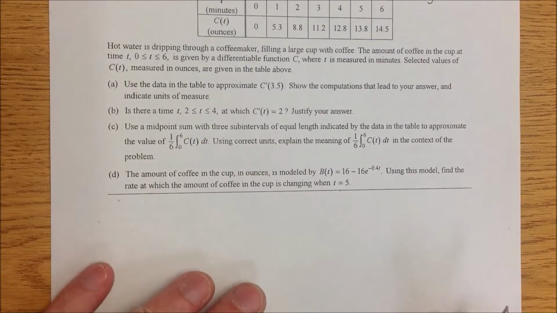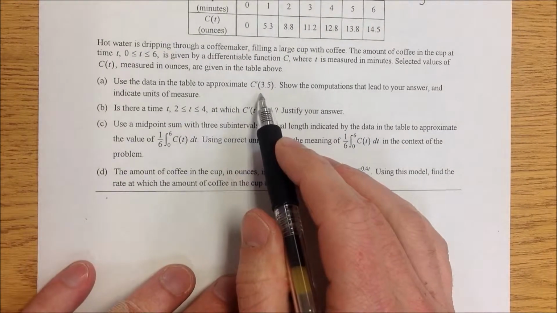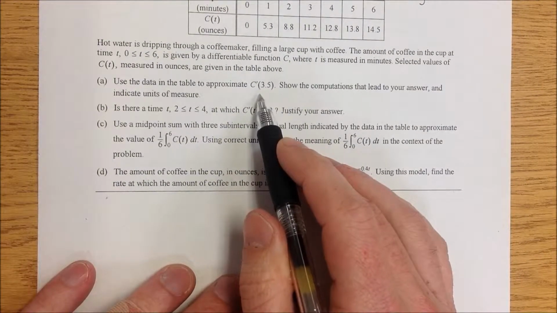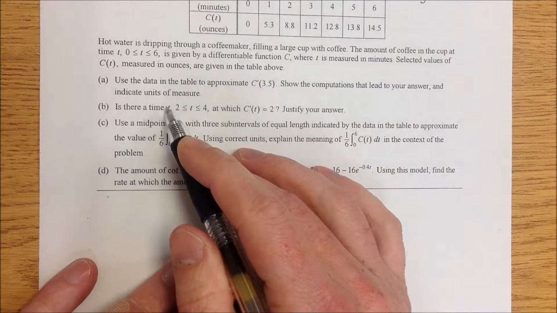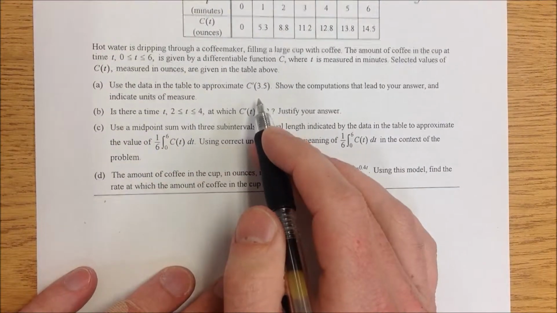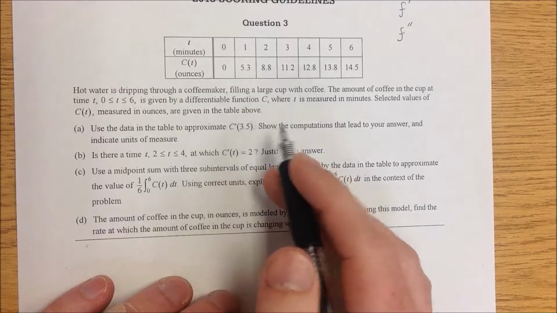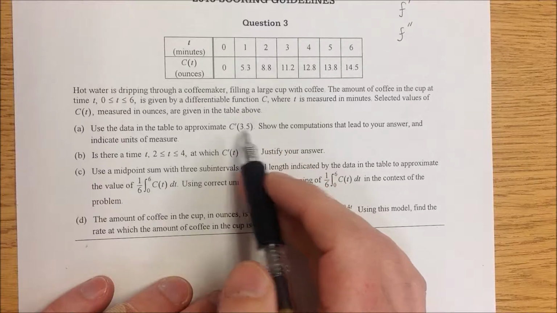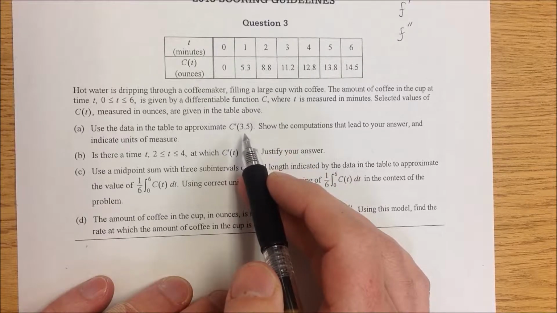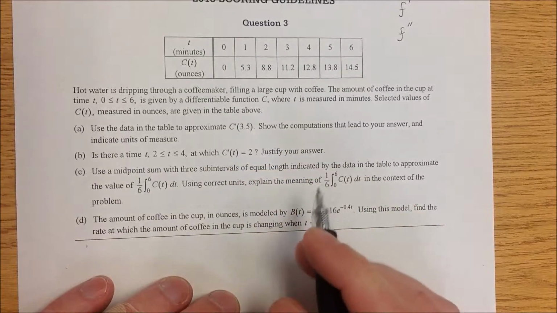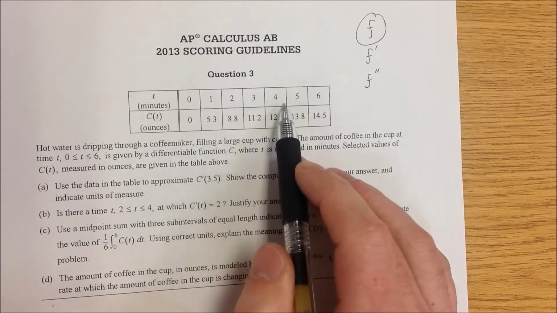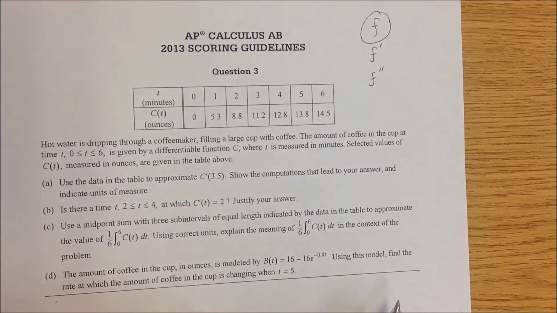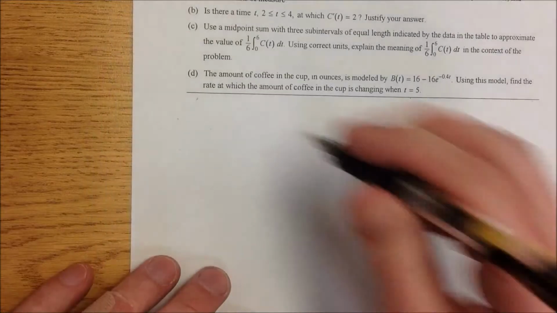Part A, use the data in the table to approximate c prime of 3.5. Show computations that lead to your answer and indicate units. C prime would be the derivative of c, and you don't have c, you just have values of c. So that means you're going to find some kind of a slope, and that will at least approximate the instantaneous rate of change of c at 3.5. So 3 to 4, 3.5 is right in the middle, and away we go.